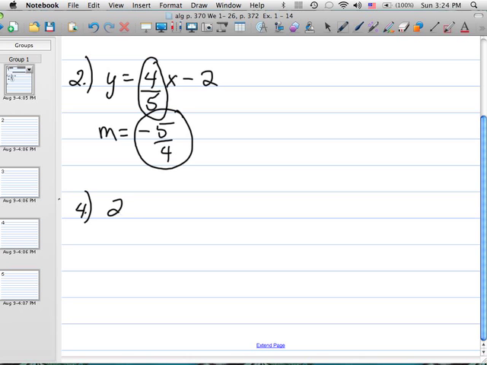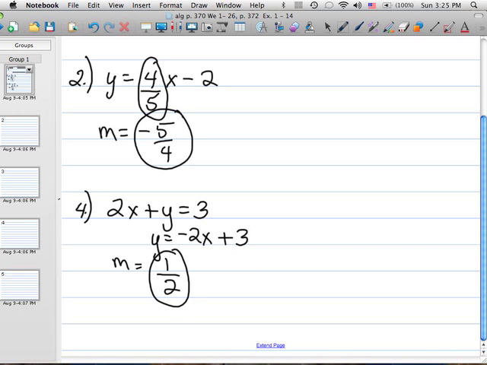Problem number 4, we have 2x plus y equals 3. Get this in slope-intercept form, so subtract 2x from both sides, and we get y equals -2x plus 3. So the slope of the line perpendicular to the one with the -2 slope, this is -2 over 1, so its reciprocal would be 1/2, and it would have to be positive. So it'd be 1/2.